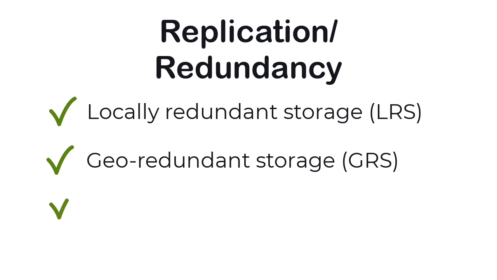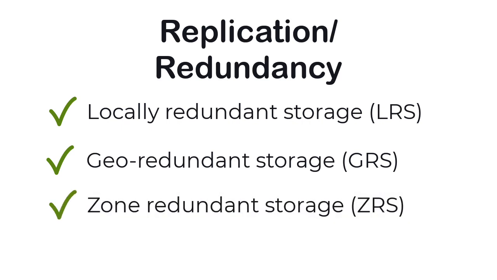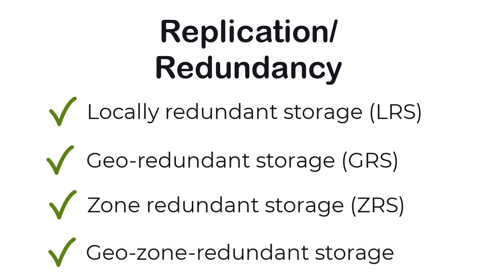We have zone-redundant storage. This copies your data across 3 Azure availability zones in the primary region. There is dual zone redundant storage. This copies your data across 3 Azure availability zones in the primary region and then copies your data to a single location in the secondary region.